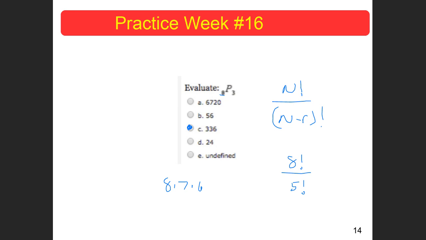Now, we could have gone to Desmos and plugged this in. Did either of you guys go to Desmos and plug it in and see what you get for an answer? Because you should get the same thing, right? Hopefully. All right.